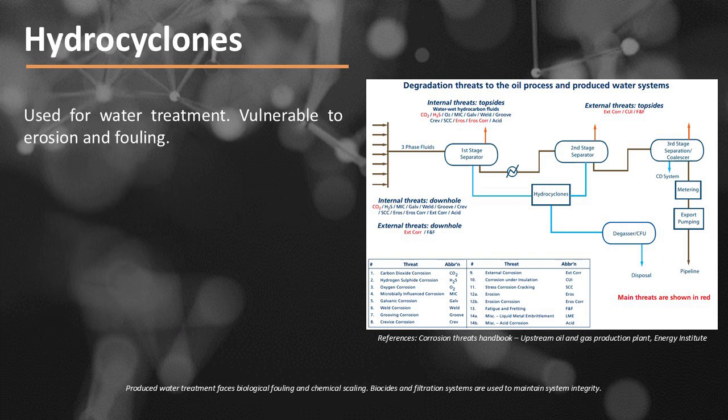Hydrocyclones, used for water treatment. Vulnerable to erosion and fouling, produced water treatment faces biological fouling and chemical scaling. Biocides and filtration systems are used to maintain system integrity.